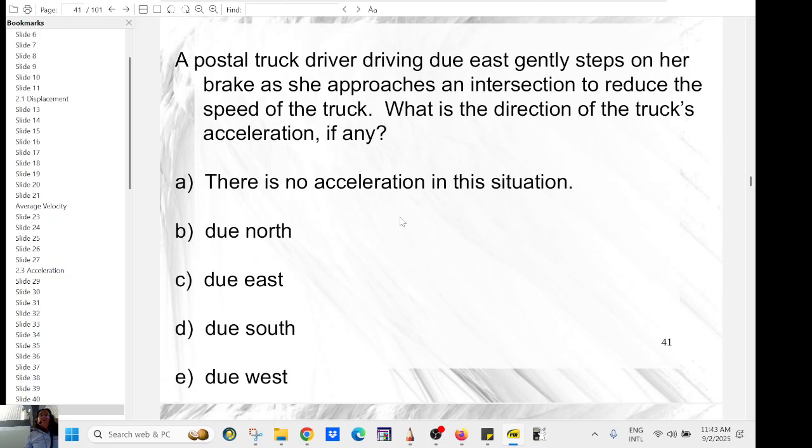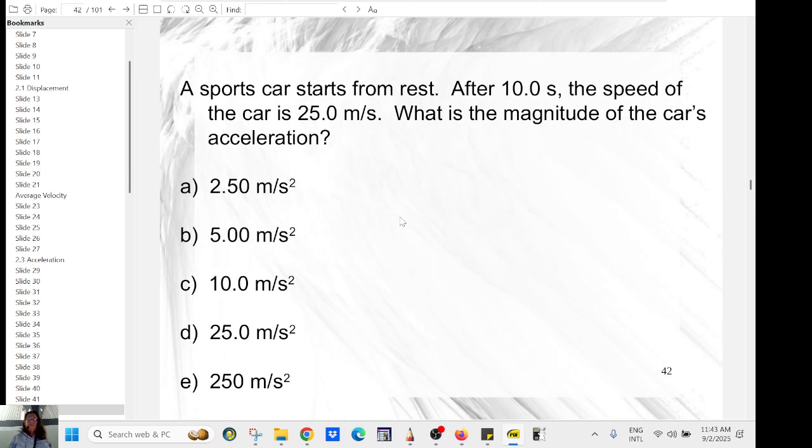So this one is slowing down, and the truck is going east, but it's slowing down. So the acceleration will be west. Very good. Okay, so that's a typical conceptual question. West. And that's easy.